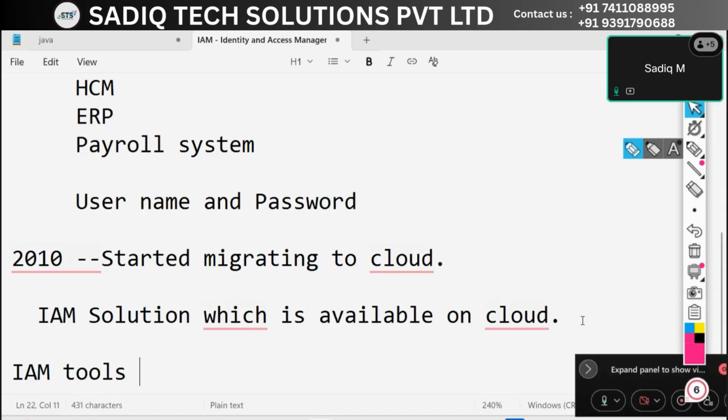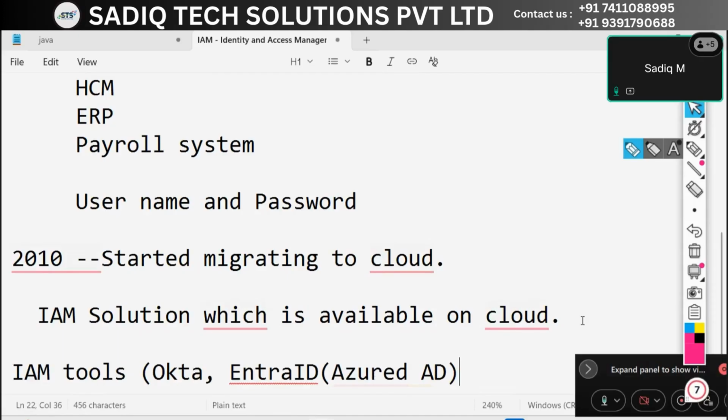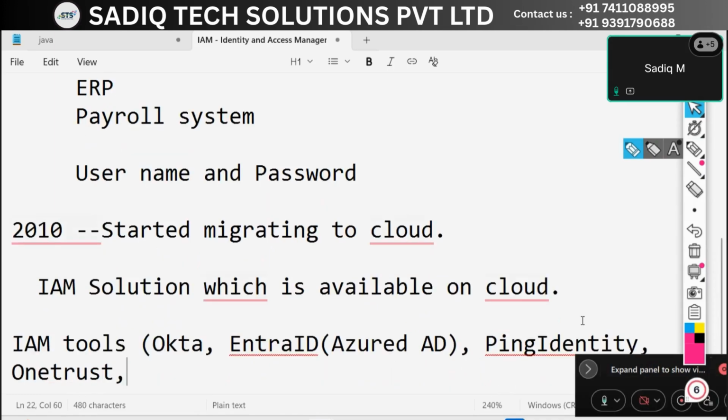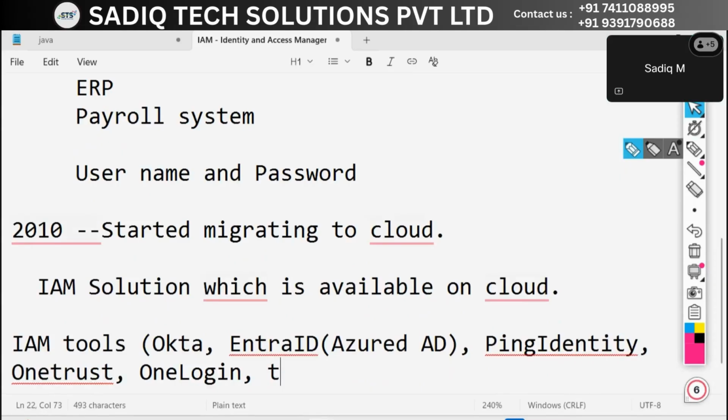What are the tools? Okta, Entra ID, or Azure ID. Earlier it used to be called Azure ID. Now they have renamed it as Entra ID, and this is a Microsoft product actually. And we have Ping Identity, OneTrust, OneLogin. What else? Tivoli.